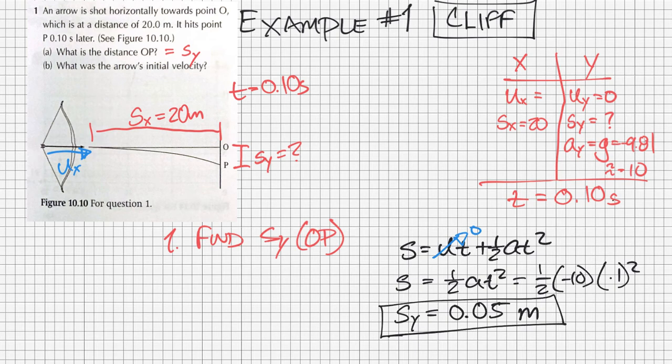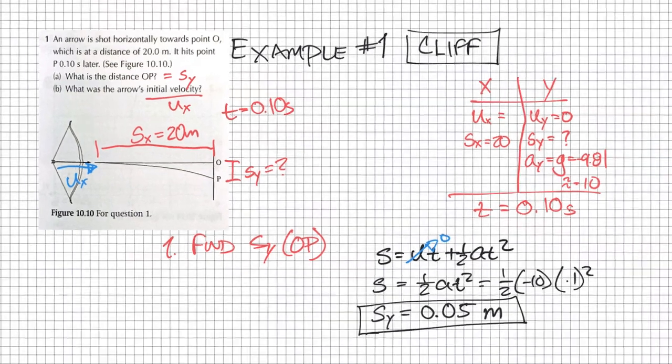That's about 5 centimeters, not very far. Obviously, it was not in the air for a very long time, a tenth of a second, and so it's not going to travel very far. So that's the first thing I would do to find SY. Second thing is ask, what is the arrow's initial velocity? So initial velocity is just UX, right? So that's how fast it's going in the X direction.